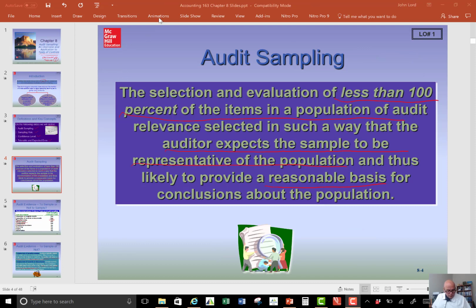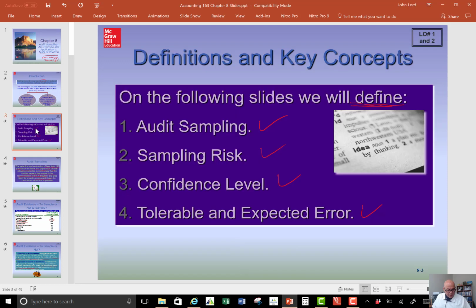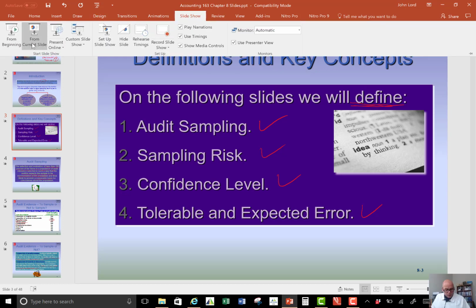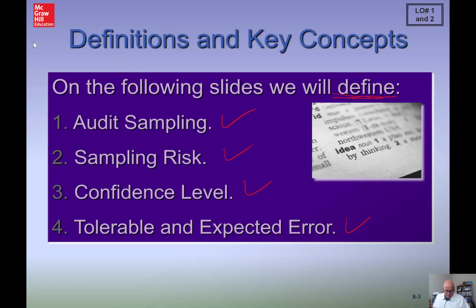Okay, so let's just go ahead and continue on now, taking a look at the different types of key definitions that we're going to be focusing on here. Some key definitions that you can see on the screen include this idea of audit sampling. What is audit sampling? What does sampling in general mean?